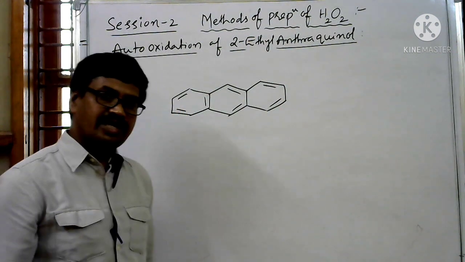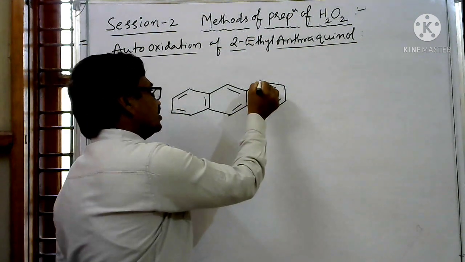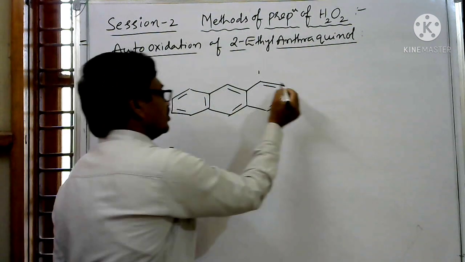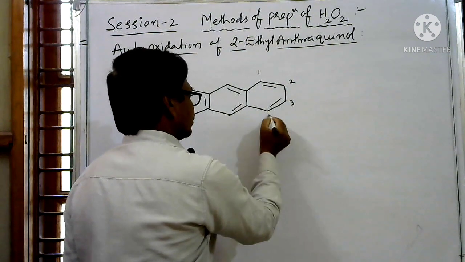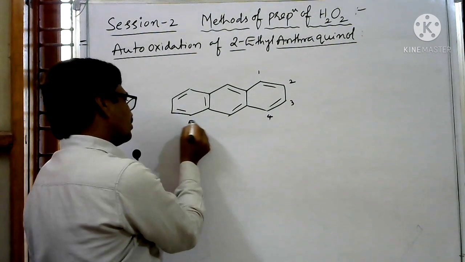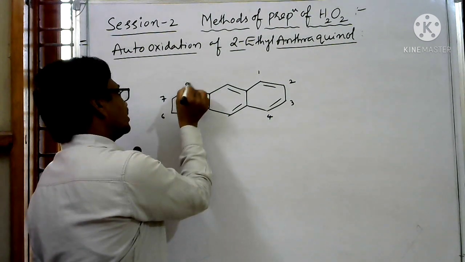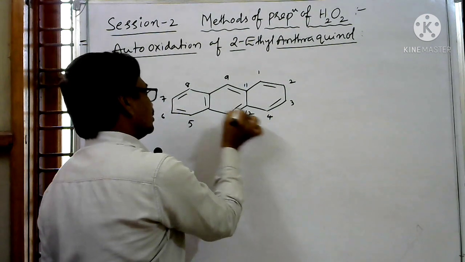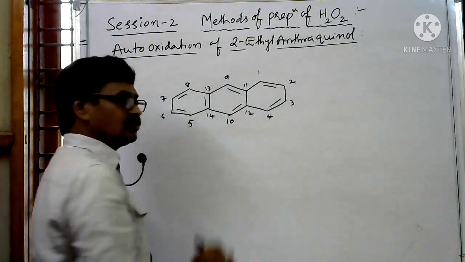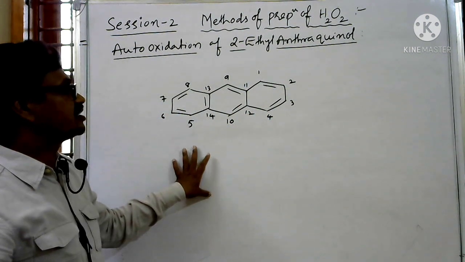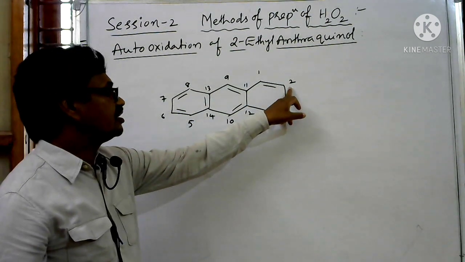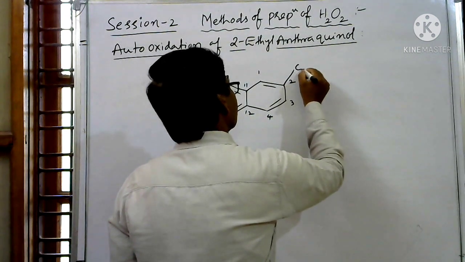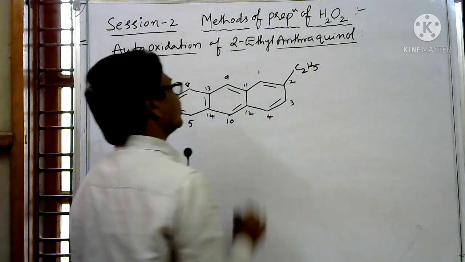While giving numbering as per the IUPAC system, this carbon should be taken as 1. First carbon, then second carbon, third carbon, fourth carbon. Then fifth carbon, sixth, seventh, eighth. Ninth, 10th carbon, 11th, 12th, 13, 14. Like this you can write. Total 14 carbon atoms will be there in anthracene. The second carbon contains an ethyl group, so here we can write ethyl, C2H5, 2-ethyl.